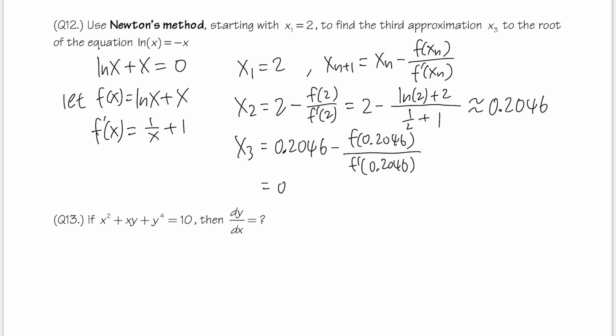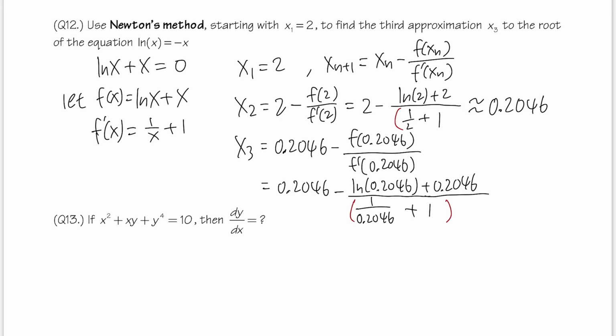So this means 0.2046 minus ln of, right, you put this into the original function, 0.2046 and then plus x, which is 0.2046 over 1 over 0.2046 plus 1. And when you use a calculator, make sure you put parentheses on the bottom. All right, I should have mentioned that right here. So that's that. And now let me just do that for you guys real quick as well.